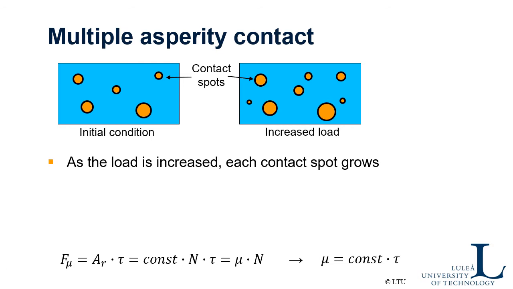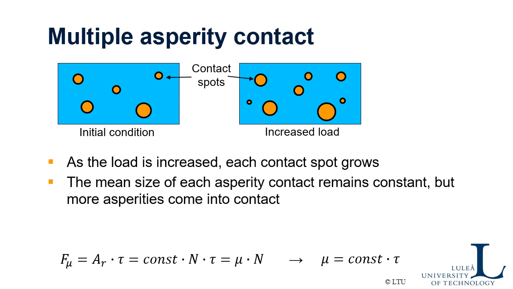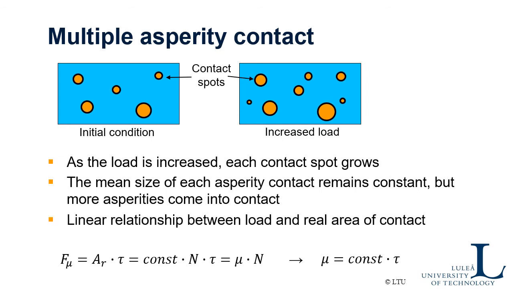So the thing is, what is happening when the contact load is increasing is that each contact spot grows and more spots occur, but the average size, or the mean size, of each contact remains fairly constant. It's only that additional asperities come into contact. And since there is a linear relationship between load and real area of contact for a multi-asperity contact, then you can discuss in terms of friction too.